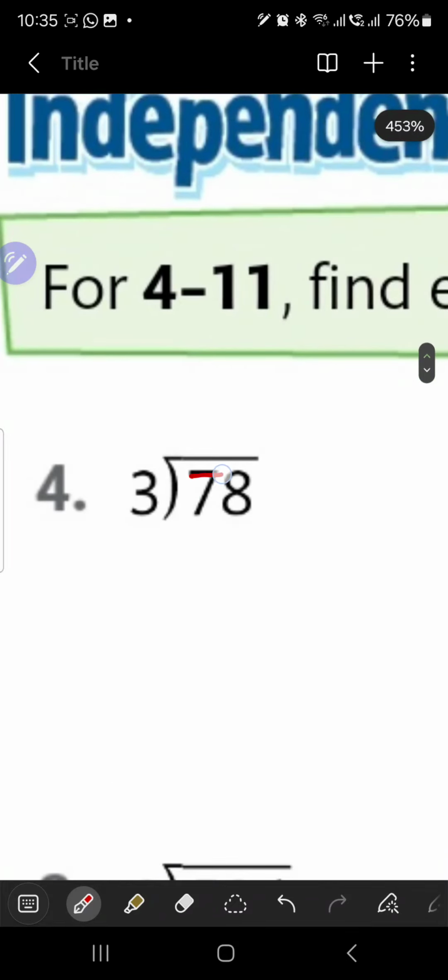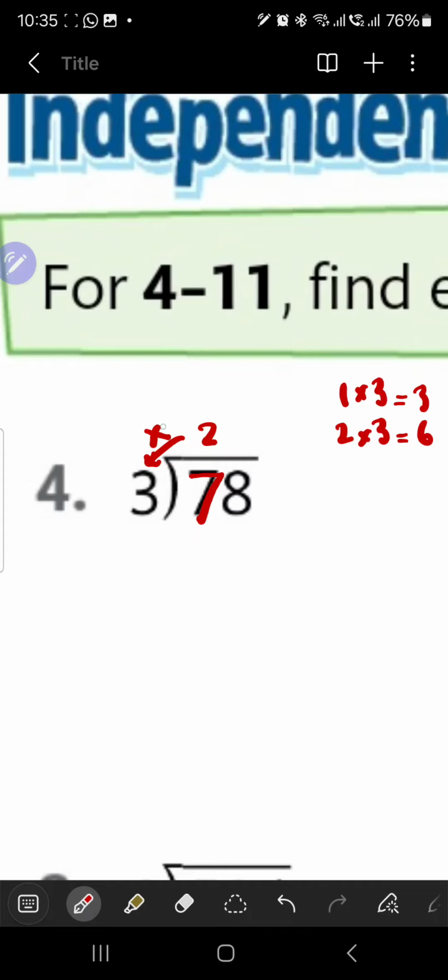Okay, let's start with the 7. It has 78. Starting with the 7 is suitable because 7 is bigger than 3. Okay, so in the timetable of 3, think of it: 1 times 3 equals 3. 2 times 3 equals 6. Okay, so the closest thing is 6, right? 2 times 3 equals 6. By the way, it's not necessary to write this line up here. I'm just showing you that 2 is times 3 and the 6 is down.